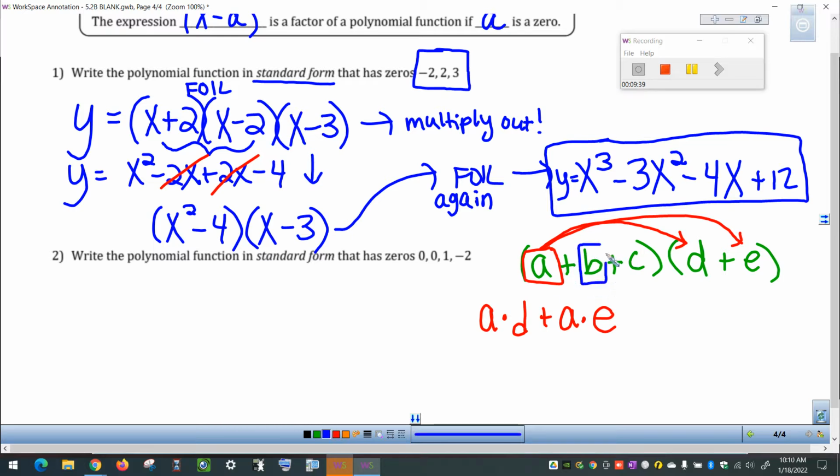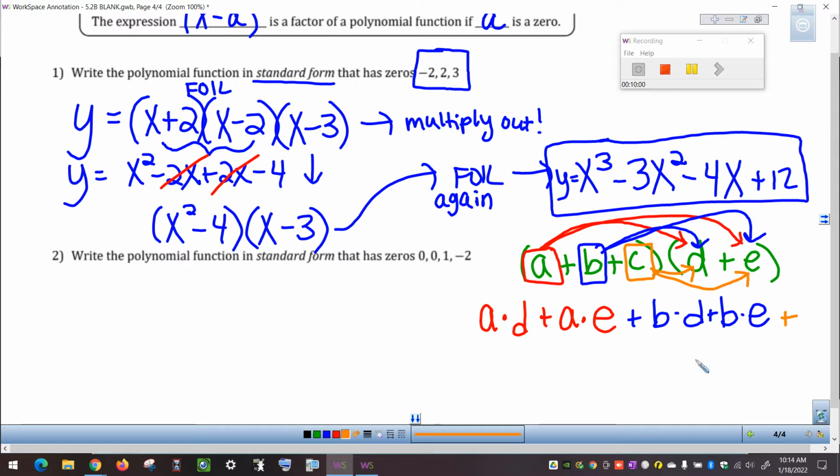And then I would do the same thing here. I'm going to take the next one, and distribute that to both parts. So it would be b times d plus b times e. And then I would do that for the third little part here, which is c. C is going to multiply by each of those, distribute to each one. So it would be c times d plus c times e. So we actually get 6 little results there.